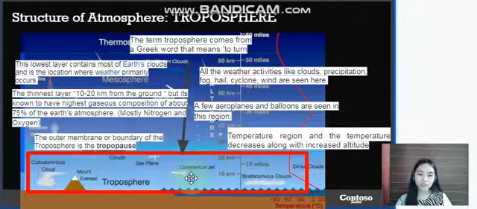Kaya dito din tayo nakatira. At the same time, dito rin nabubuhay yung ibang living organisms. So all the weather activities like the clouds, the precipitation, fog, hail, cyclone, wind, name it, they're all seen here. Okay?